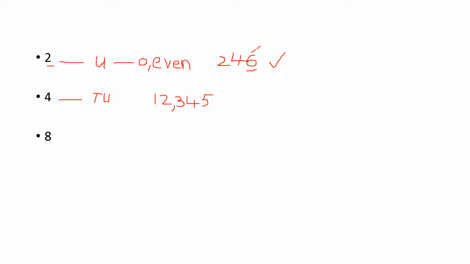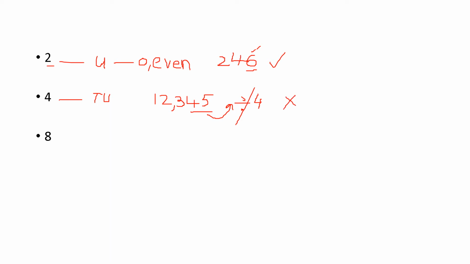Consider the number and take the digits at the unit and tens position. And that is 45. And check whether this 45 is divisible by 4 or not. Here 45 is not divisible by 4. So you can say 12,345 is not divisible by 4.